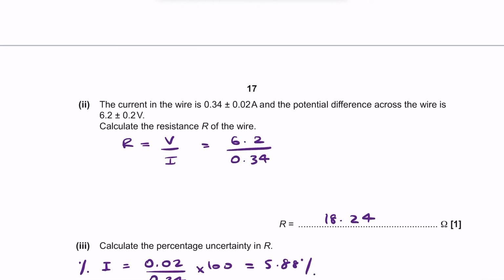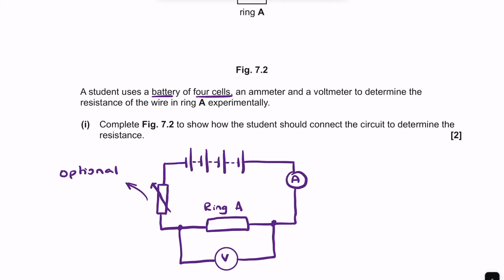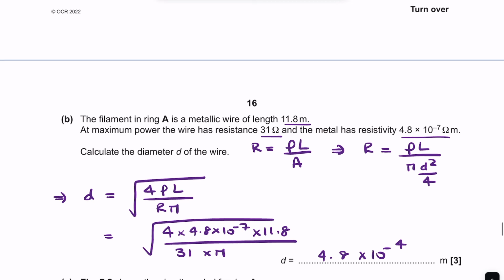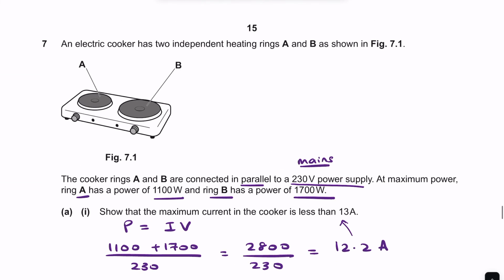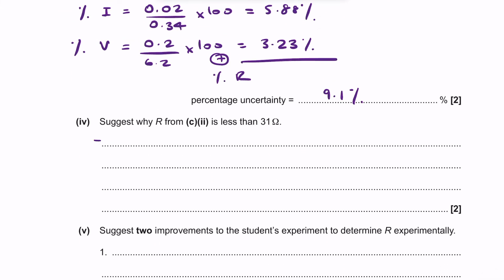One of the main things is that over here we are using a circuit which is basically using batteries. Now batteries are very likely to give you less current compared to the mains. Remember, the 31 ohms of resistance was based on the fact that the cooker rings are connected to a 230 volts power supply. So that's going to be one of my points over here. So I'll say that the battery over here provides lower current than mains.